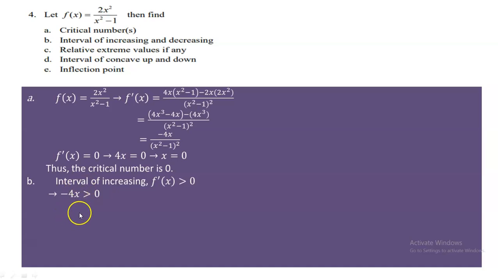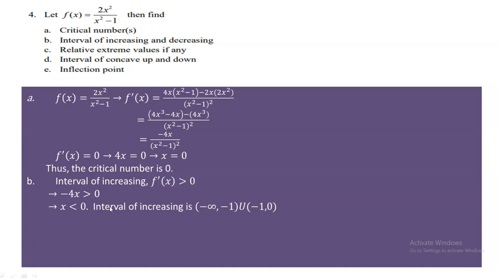For that, negative 4x must be greater than 0. And from this, since this one is negative, when you divide the whole by a negative, the greater than sign will automatically change to less than, so x is less than 0.